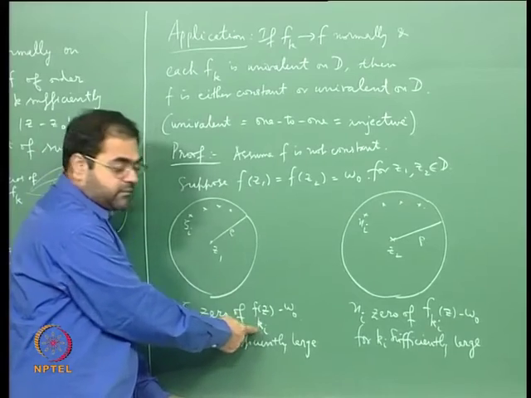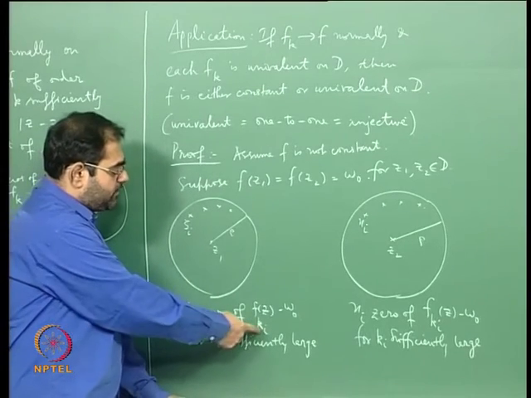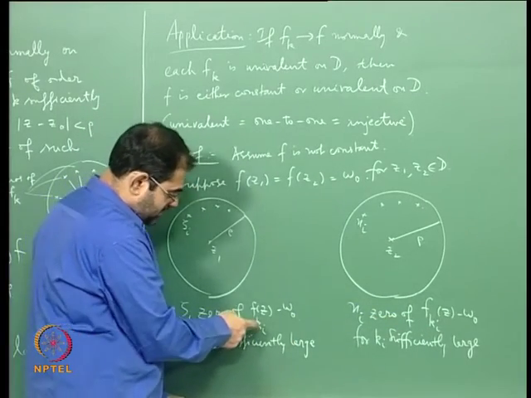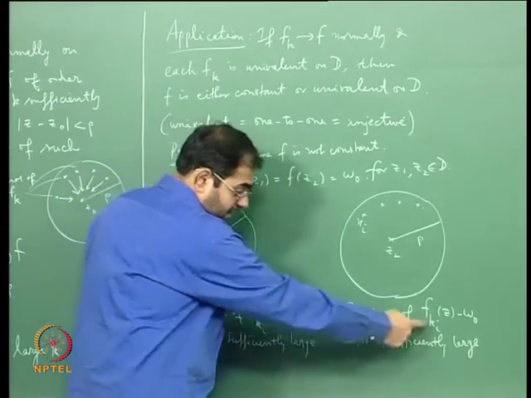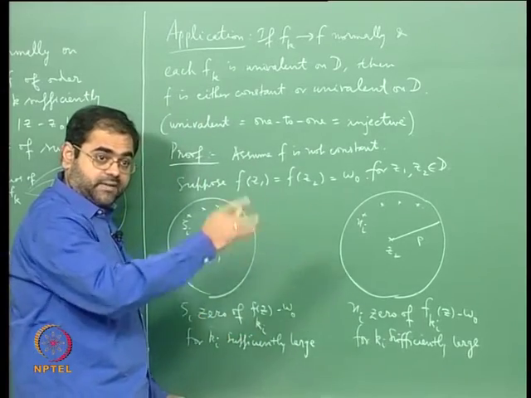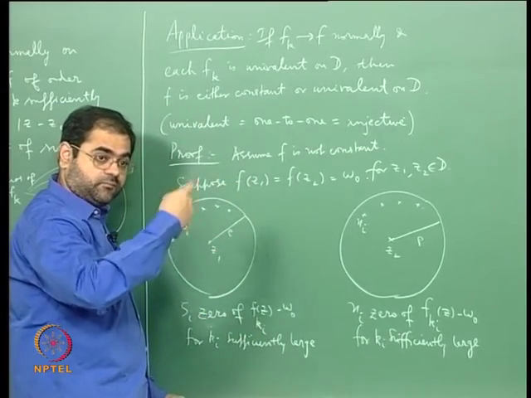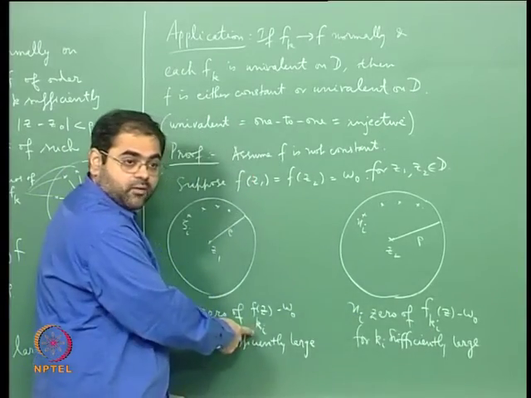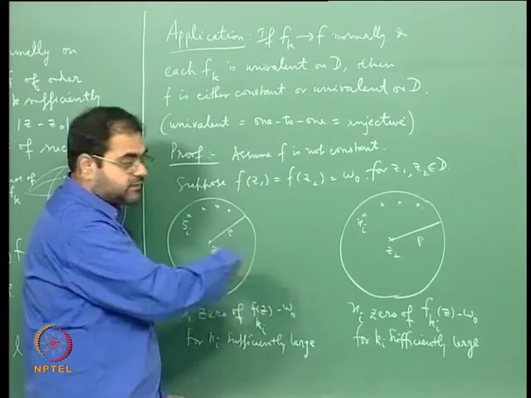This ki that I got for this may be different from that ki. So in fact I should call this ki and k prime i, but then it holds for all values beyond a certain stage, so I can take the maximum of those two and call that ki. That is the adjustment I make.